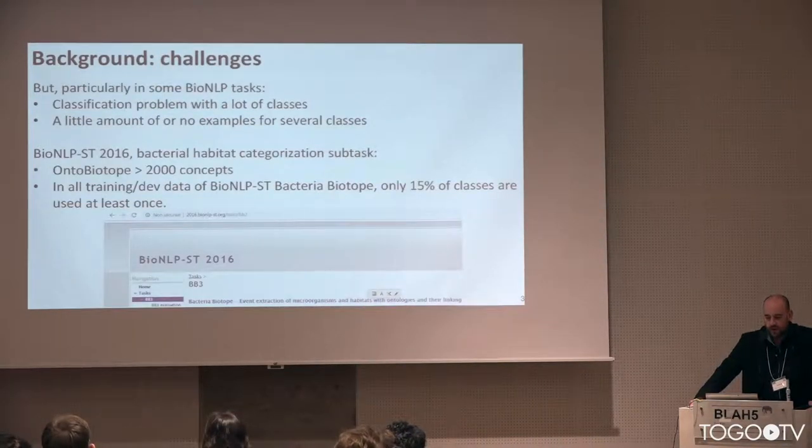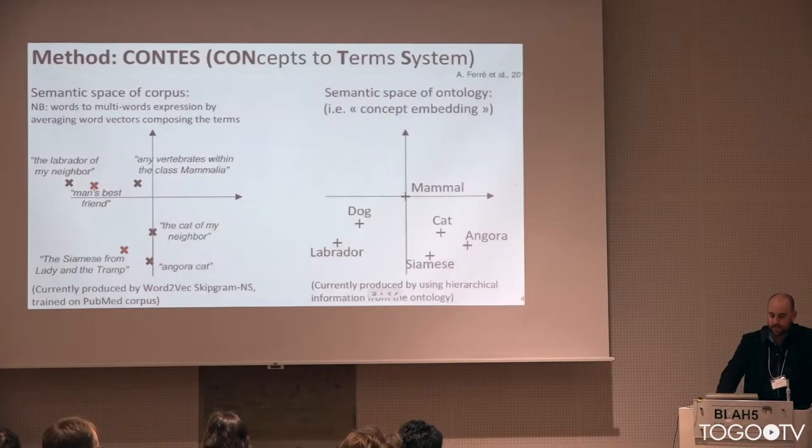And in particular in some BioNLP tasks, we don't have this amount of data, because it's often a classification problem with a lot of classes and a small amount, or even no examples, for several classes. For the BioNLP shared task of the last edition, the bacterial habitat categorization subtask, we have an ontology with more than 2,000 concepts, which is not so high for an ontology in the biomedical field, but pretty high for a classification problem. And in all training and dev data, only 15% of the classes are used at least once.